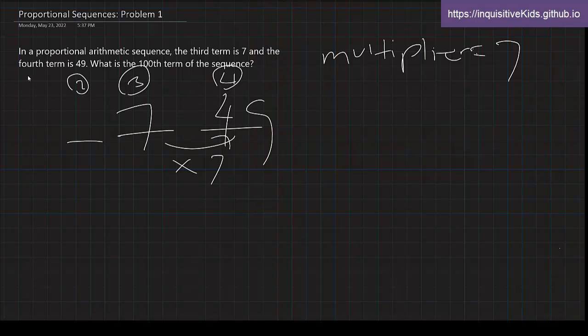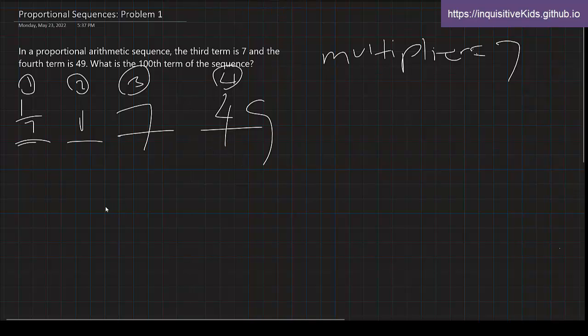Meaning that the second term and the first term that we also know. Second term is just 7 divided by 7, that's 1. And this is the 1 divided by 7, 1/7. Now, what is the 100th term of the sequence?